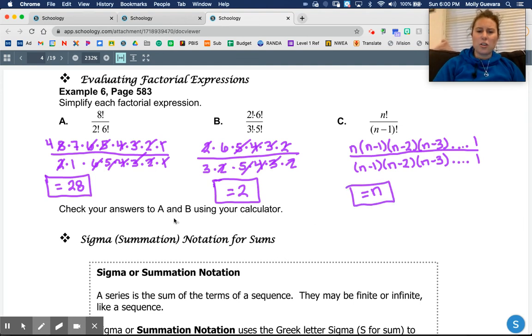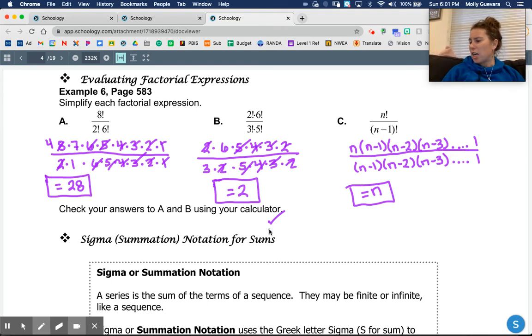And then it says to check A and B using your calculator, and you're more than welcome to do that. But we got it right. So that's using factorials. Hopefully we feel good. If you have any questions, make sure you reach out.